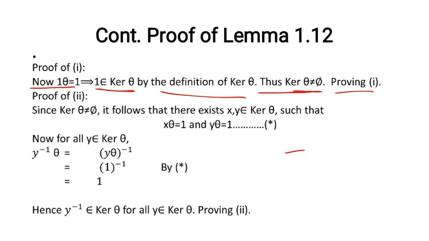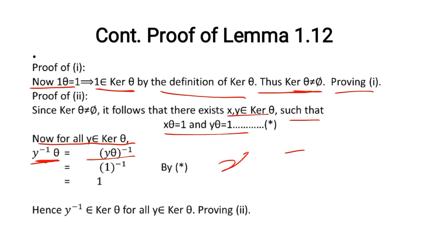The next line says that since there exists x and y such that this condition will hold, which I called asterisk. Okay, so the next thing we need to prove again is to show that y inverse theta would be in the identity, would be in the kernel of theta. So now we know that y is in the kernel of theta. So what will happen to y inverse theta? Y inverse theta is the same as this. How do I know that?